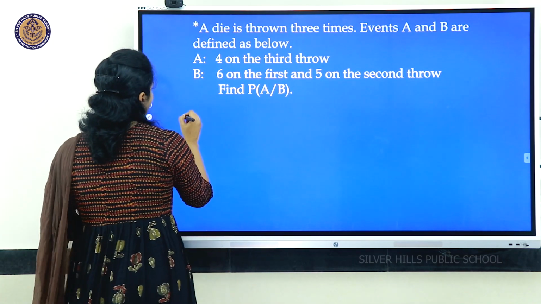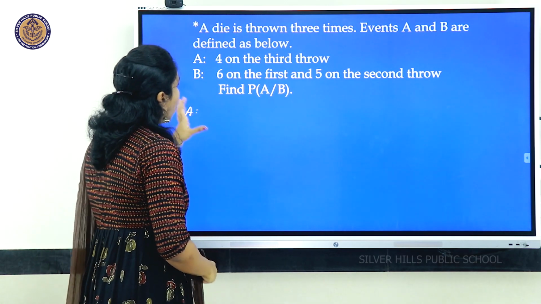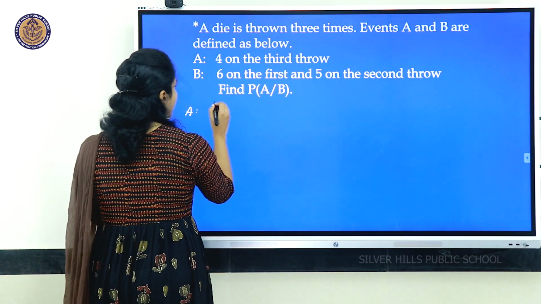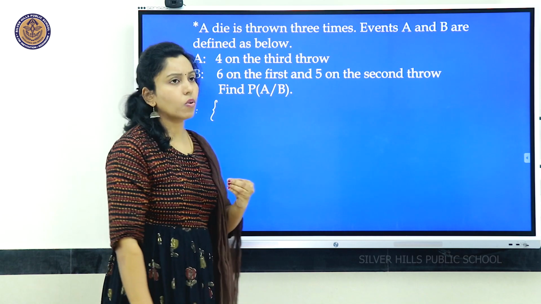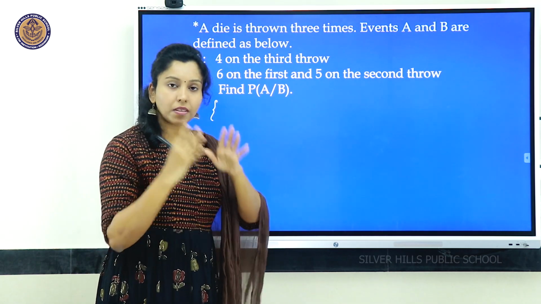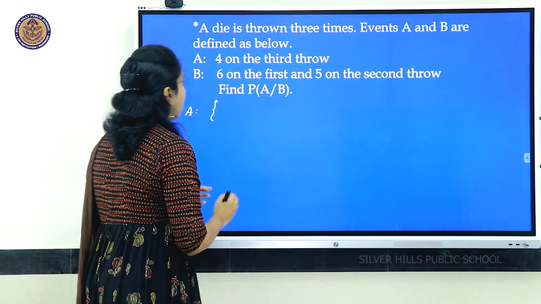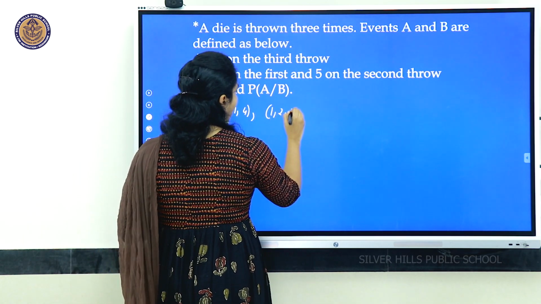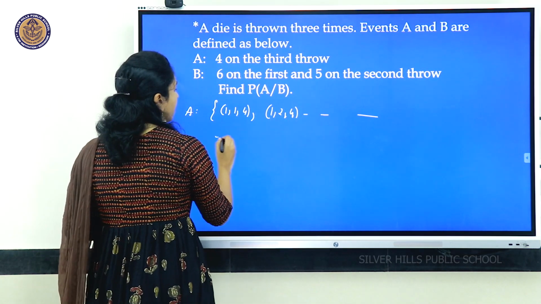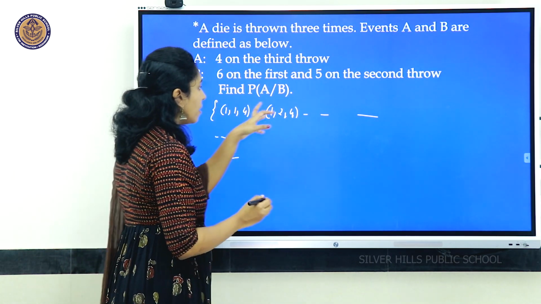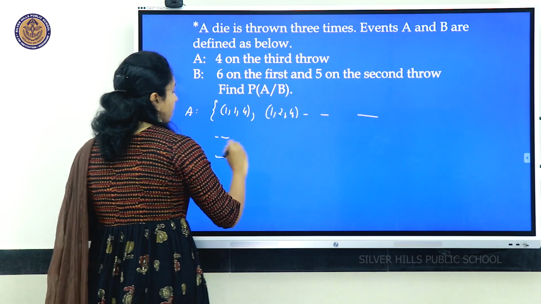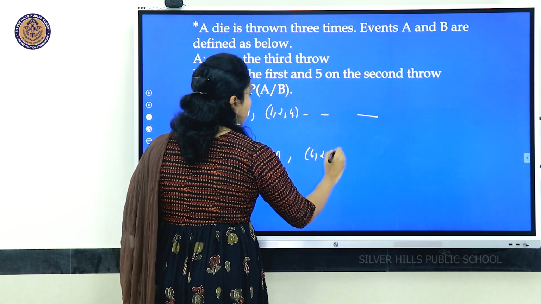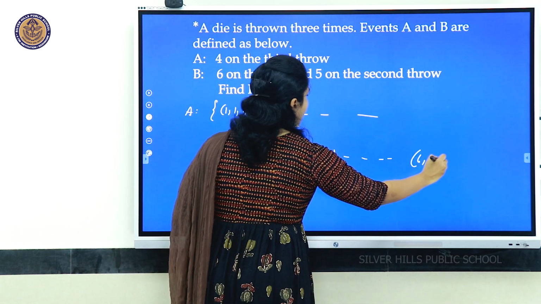Now, let us see the first event A. 4 on the third throw. So, what will be the members? We need not list all the members. 4 on the third throw means the first 2 positions can be any number, but the third time definitely a 4 comes. So, your members can be like 1, 1, 4, it can be 1, 2, 4, and so on. You can list all the members such that the last number is 4. It can be 6, 1, 4, 6, 2, 4, etc. It can be 6, 6, 4.